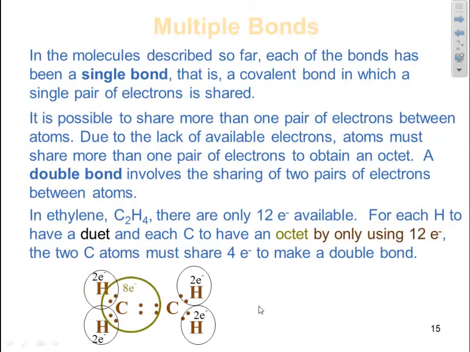One carbon has 2, 4, 6, 8, so it has an octet. The other carbon has 2, 4, 6, 8. It has its octet. So we only used the 12 electrons available, and we were able to give everything octets and duets.